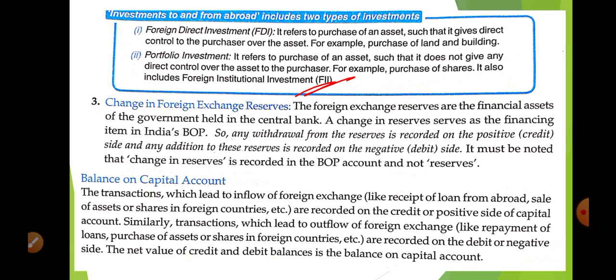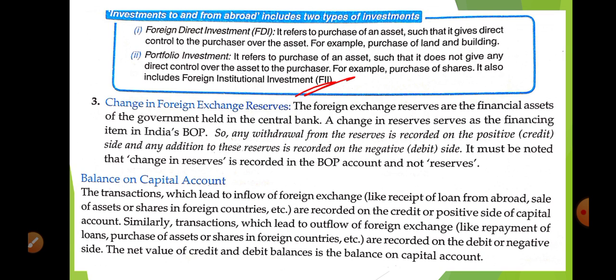So what is written here? It refers to the purchase of an asset such that it gives direct control to the purchaser over the asset. Like purchasing of land, buildings, setting up of a new office, setting up of a Microsoft office, all the MNCs, BPOs. So these are the examples of what?